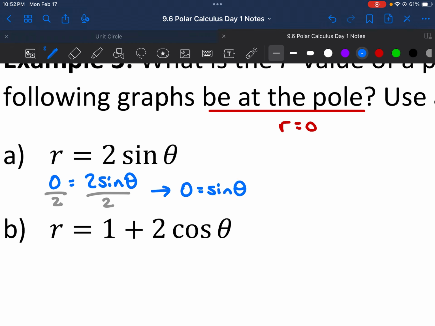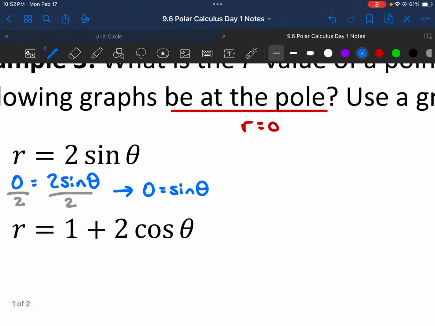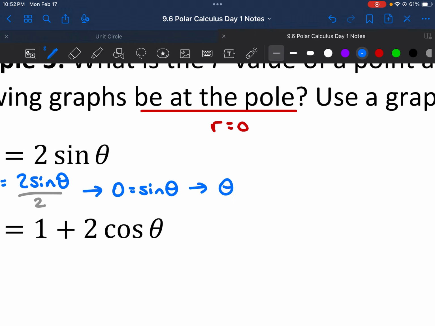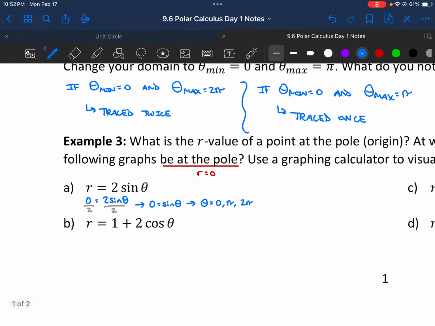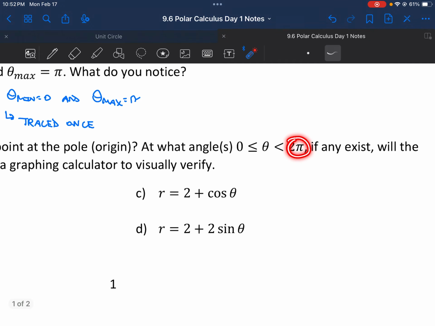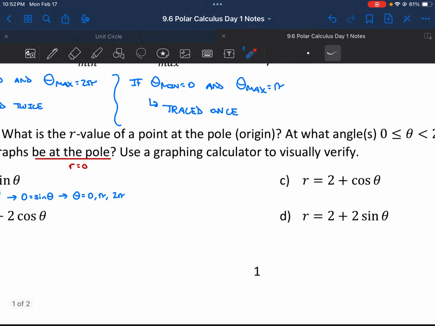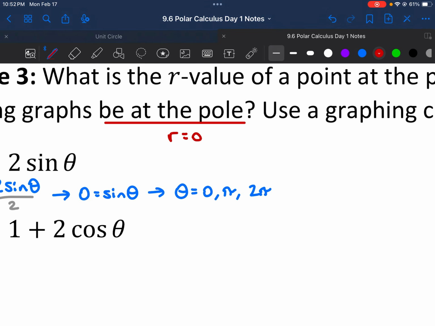Now we have 0 equals sine of theta. And from 0 to 2 pi, what angles is the sine value equal to 0? That would be 0, pi, and 2 pi. When theta is 0, pi, and 2 pi, the sine of all those angles is 0. However, keep in mind, 2 pi is not included. We don't have the or equal to sign here, so we don't include 2 pi. These are our 2 answers: 0 and pi.